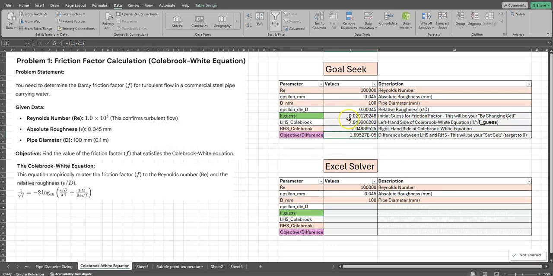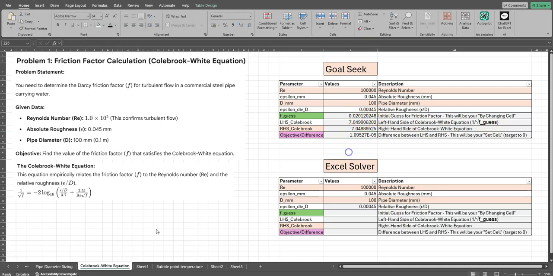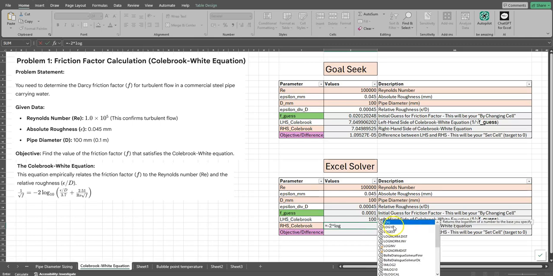From here we got the friction factor 0.020120248. Now I am going to solve the same problem using Excel Solver. For that I have to take a guess value again. Suppose I am taking 0.001. Then I have to calculate LHS, which is 1 by SQRT of F, F is here. Then I calculate RHS, that is minus 2 into log 10.